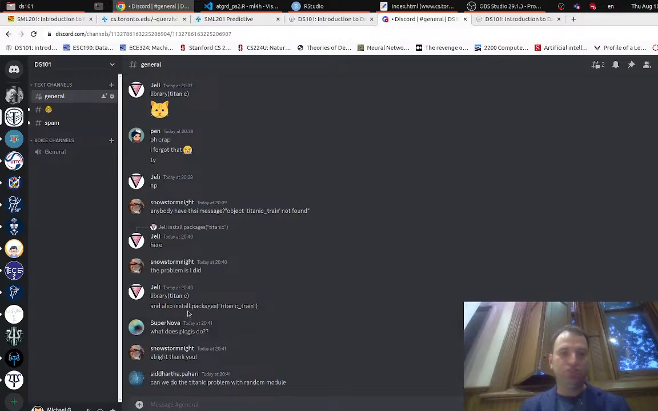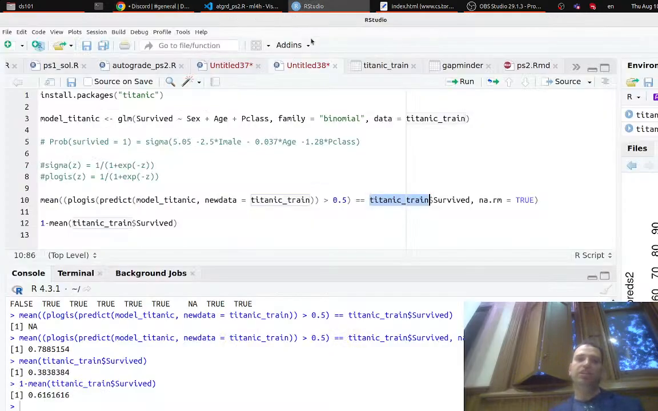So you just need to install the package Titanic, and then when you do library Titanic, train, you'll see it. plogis is just this function, and that's for the logistic function. It has a weird backstory for why it was named that. Look it up on Wikipedia, it's fine.